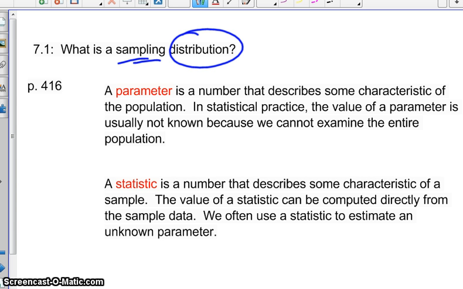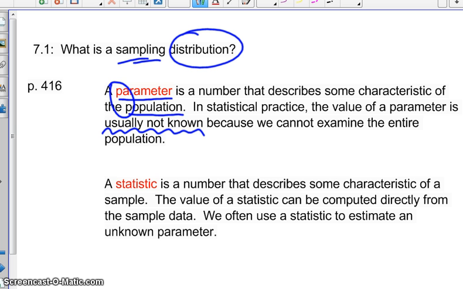So a couple terms we've got to get straight first. Number one, if I'm talking about a parameter, I'm talking about something with my population. Okay? So I can talk about the mean income of a family in the state of Minnesota. I can talk about the proportion of students who pass the ACT test. A lot of times, though, we do not know what those values are. It's hard to collect. So one thing to keep in mind is that parameter and population both start with P, they go together.